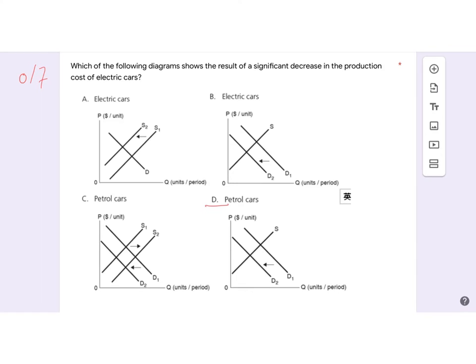Okay, let's use the same thinking logic to do this question. This question focuses on the market first. What market is it talking about? Actually, in each option, they are different. Oh, sorry, it should be electric cars in options A and B, petrol cars in options C and D. So remember, look at the market, and we have a change in the question. It says there is a significant decrease in the production cost of electric cars.